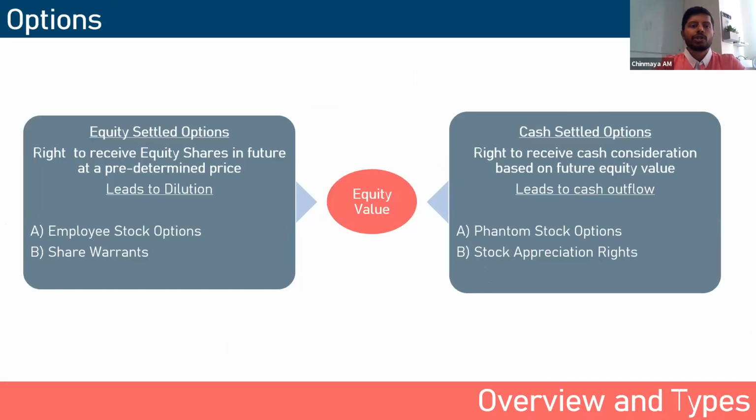Last category we discussed was options. I think we already discussed employee stock options and warrants. This will have the right to receive equity shares in future at a predetermined price, ESOPs. So once it is converted into shares, it leads to dilution. Cash settled options will have the right to receive cash consideration based on future value of equity. So this will not have dilution, this will have a cash outflow.